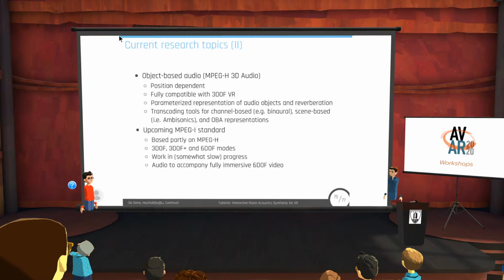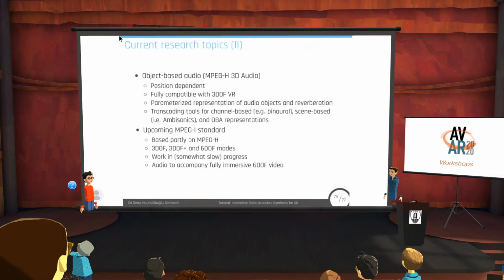But the first one is object-based audio, which was standardized in 2015, if I'm not mistaken. The standard is called MPEG-H 3D audio, and it allows you to deliver audio objects instead of audio channels. Well, it also allows delivering channels, but the main idea behind MPEG-H 3D audio is object-based audio, which allows you to deliver sounds as objects.